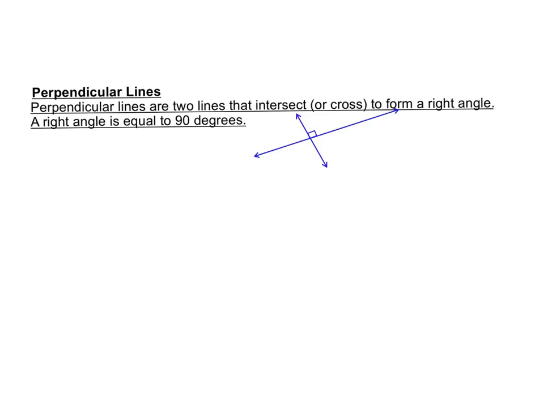Perpendicular lines are 2 lines that intersect or cross to form a right angle. A right angle equals 90 degrees, and if you notice this little box here, that's how we indicate in math that we have a right angle. The process to find an equation for a perpendicular line is very similar, except how we find the slope is different. Here's how we find the slope for perpendicular lines.